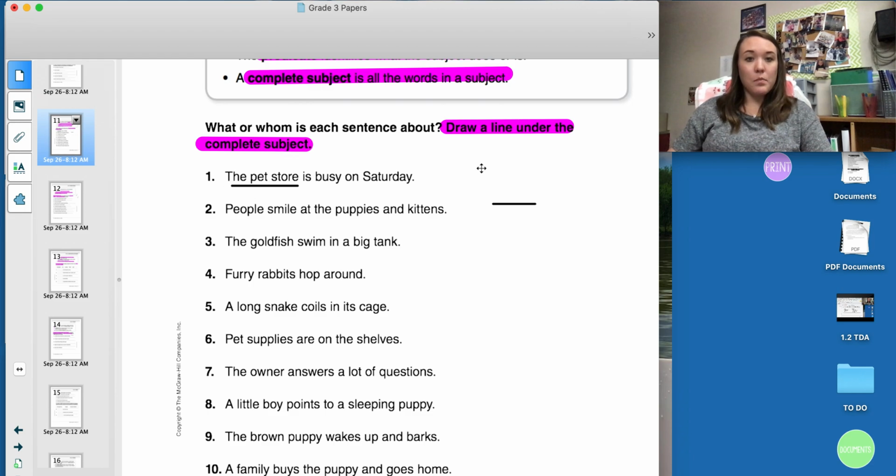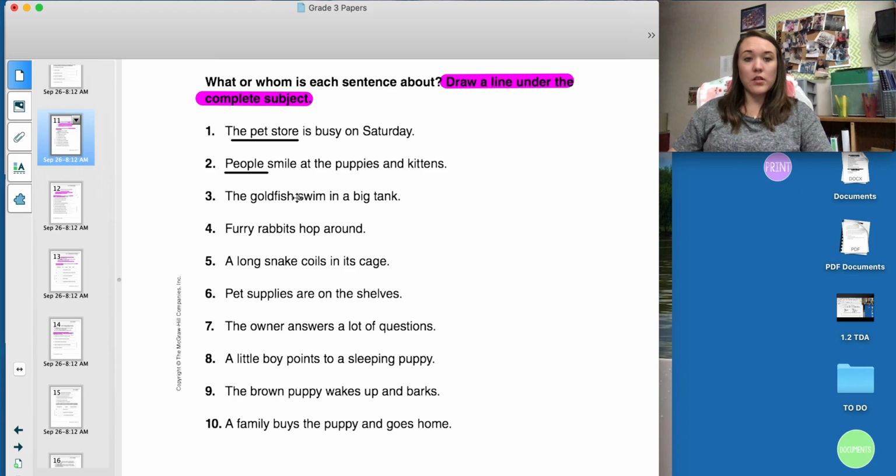Number 2 says, people smile at the puppies and the kitties, or kittens. This sentence, again, I'm asking what or whom it is about. This sentence is about people. I am going to underline the word people. You are going to continue these directions for 3 through 10.